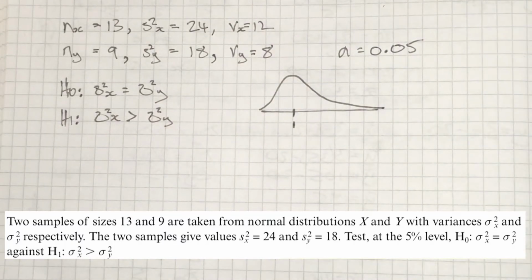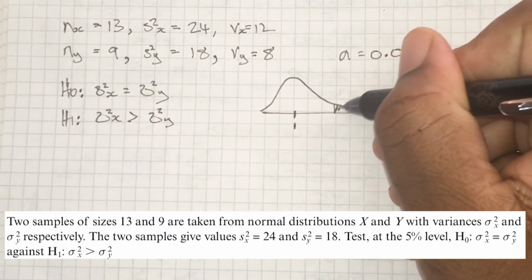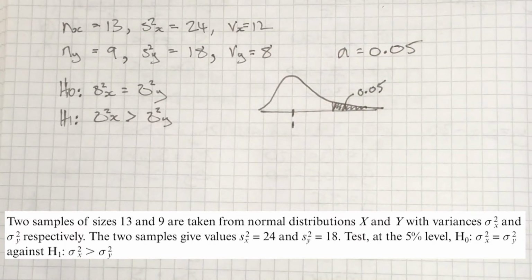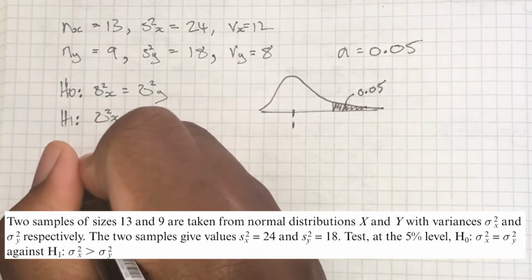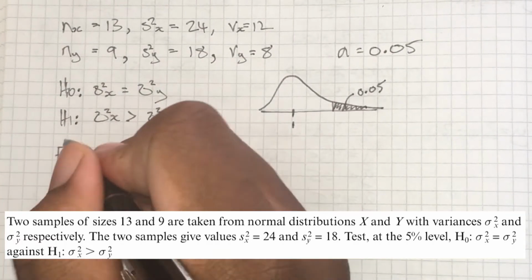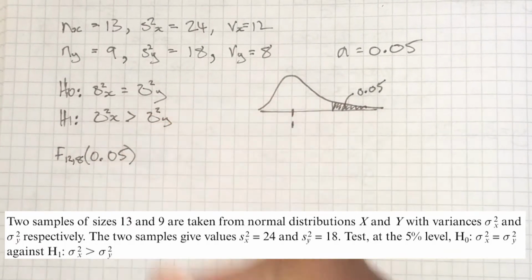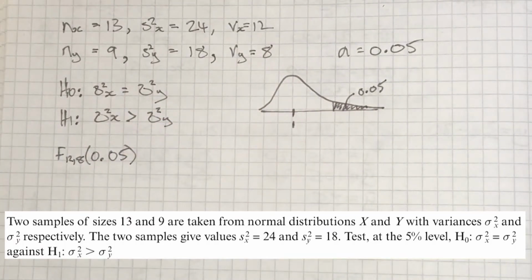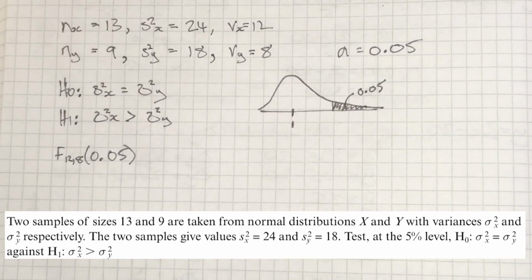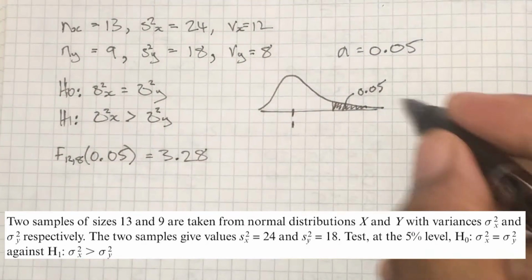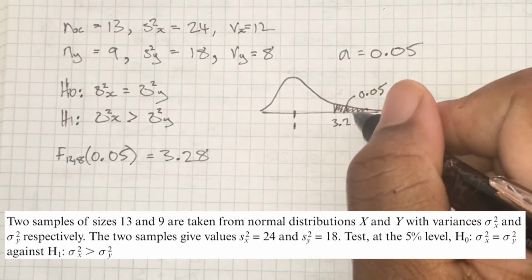I'm going to draw a diagram, make sure that I mark 1, and shade in the critical region, the 5% region off in the top end of the tail. Now, I want to know what the critical value is. What is the value that, if it's exceeded by our test statistic, will give a significant result? I'm going to find the critical value for F with the 2 degrees of freedom, 12 and 8. The 5% significance level gives me 3.28.